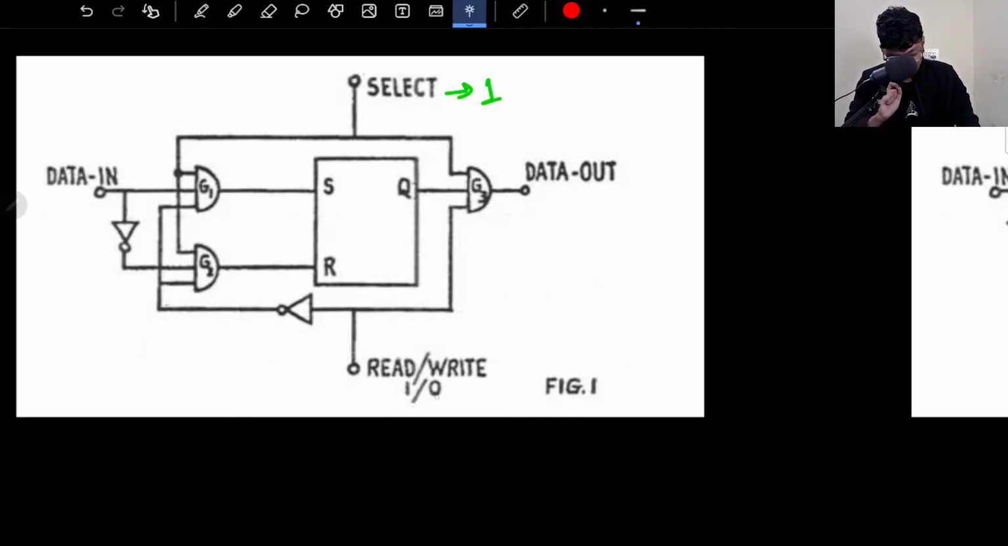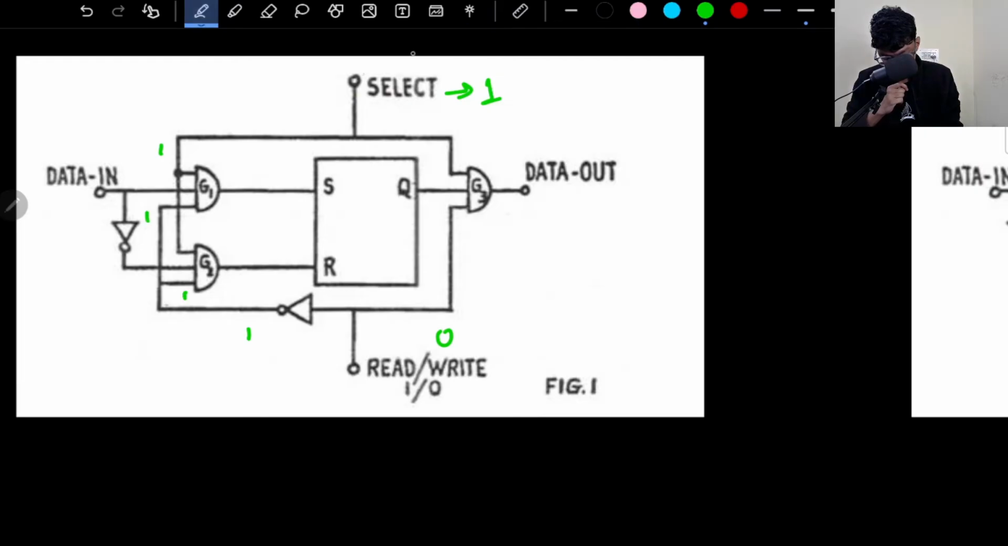For writing, first of all I have to select the flip flop, so this signal will be 1. Then I have to make this signal 0 as specified. If this is 0, this will be 1. This is 1 and this is also 1 due to this. Ultimately this is my data in that I will give to the flip flop. Let's assume it to be D. This will be D and this will be D bar.